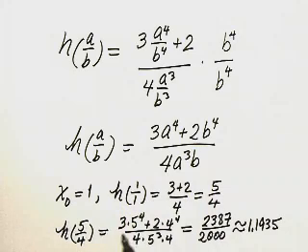And then h of 5/4 is (3 times 5^4 plus 2 times 4^4) over (4 times 5^3 times 4). And you calculate that, you get 2,387 divided by 2,000, which is approximately 1.1935.